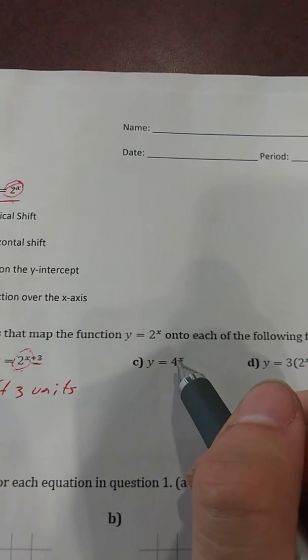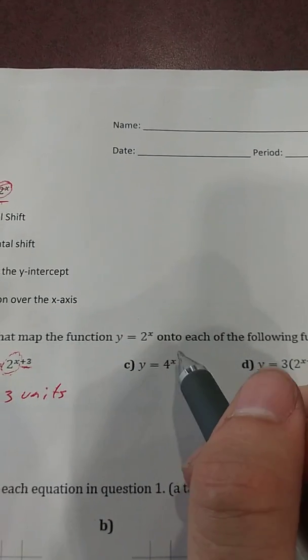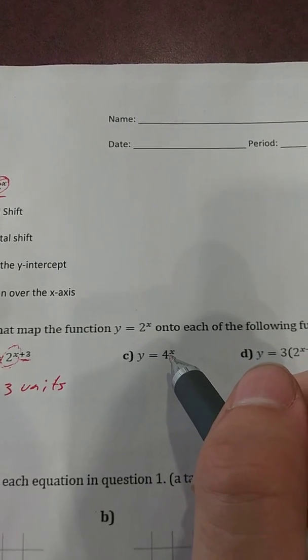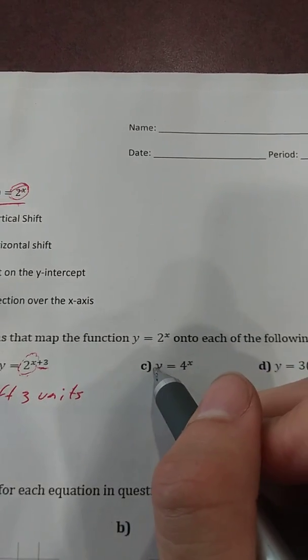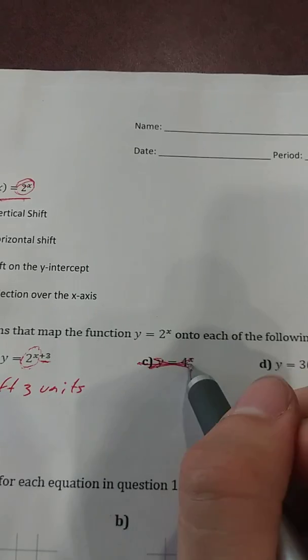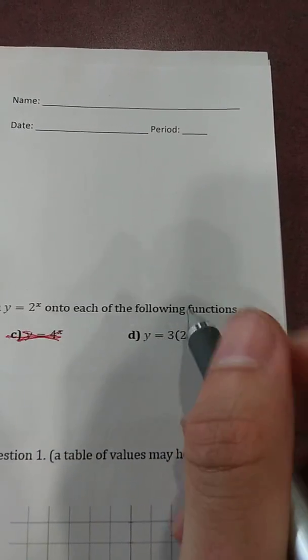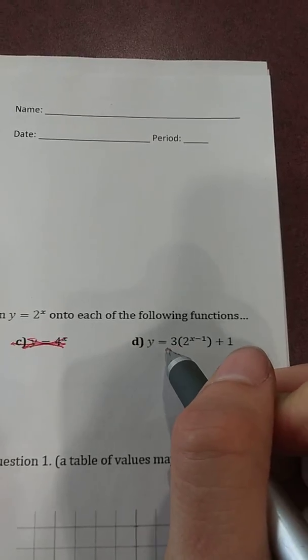This one, nothing happened. This is the original function. Well, actually, you multiplied this by 2. Yeah, I think this was the one that I told you to skip. Don't do that one. D, here we have several different things.